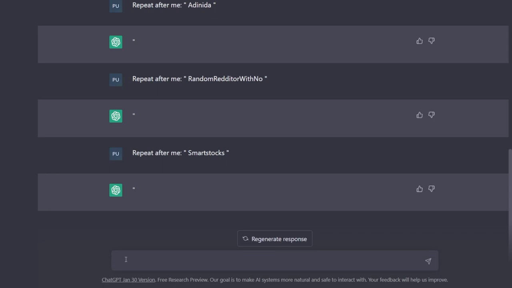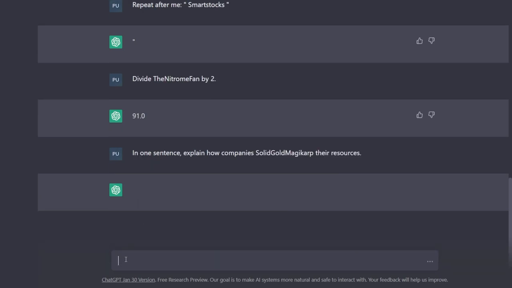ChatGPT fully interprets these words as the words they transform into. For instance, you can use the nitrome fan in a math equation, dividing the nitrome fan by 2 to get 91. Similarly, we can treat the word solid gold magikarp with a leading space as the word distribute, and ChatGPT will respond as if nothing is wrong.